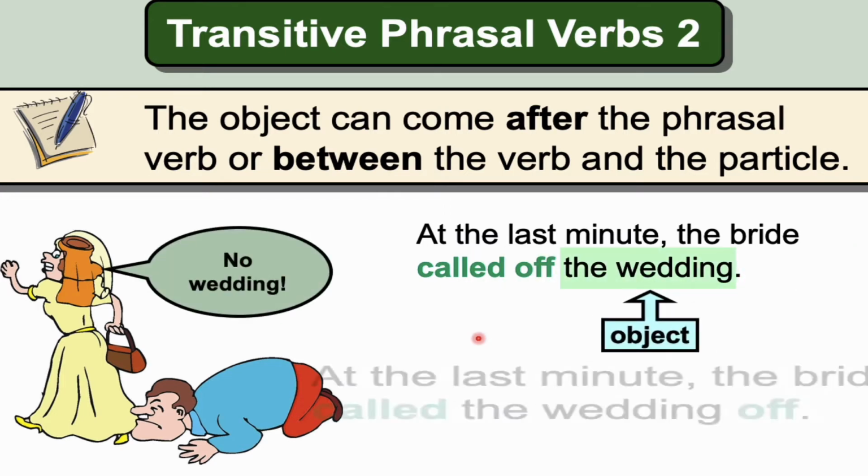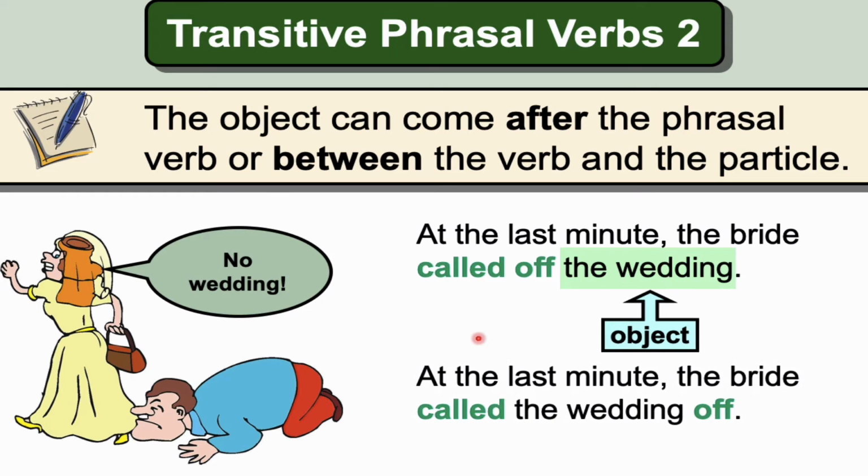Very good. Can we separate between the verb and the particle? Yes, we can say at last minute the bride called the wedding off. So the object, which is the wedding, is it between the verb and the particle, or after the particle? It is between the verb and the particle. That's why it is called separable, right?